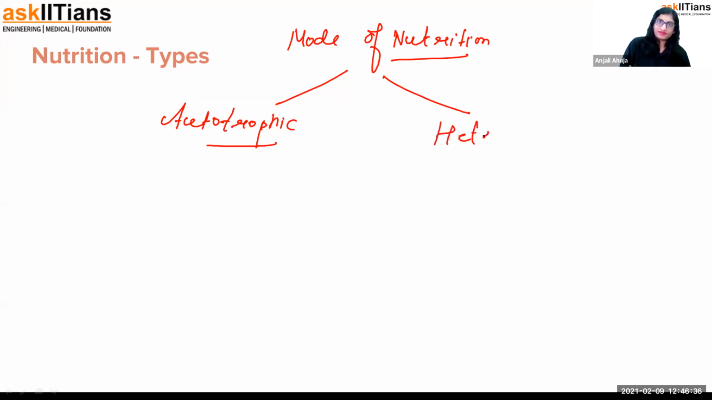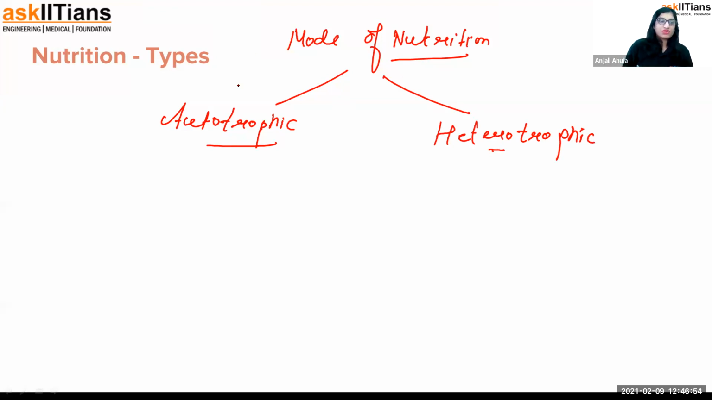Autotrophic and heterotrophic. You know, I always say bio is not English. We are learning it with the help of English, but bio is a different language. There's a different terminology that is used in bio. We just split the word and then we learn it. So if you're learning bio, all you have to do is split up the words and then you learn it.